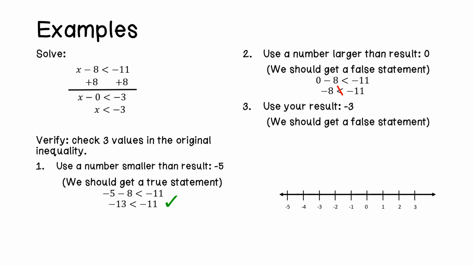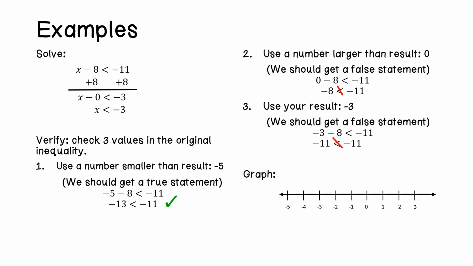So that's good. And now we're going to use our result, negative 3. And we should also get a false statement because negative 3 is not less than negative 3. They are equal. So when I put negative 3 in, I get negative 11 is less than negative 11, which is false because they're equal. So I have shown that values that are less than negative 3 make that statement true, and negative 3 and anything larger make it false.